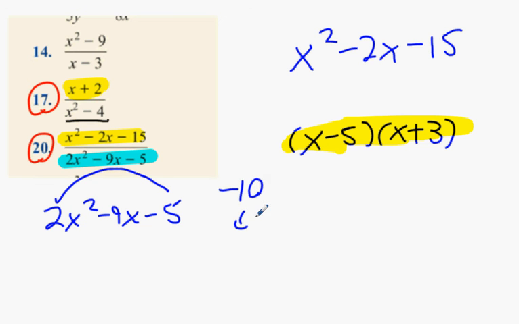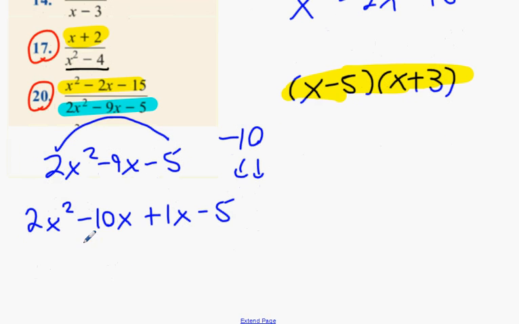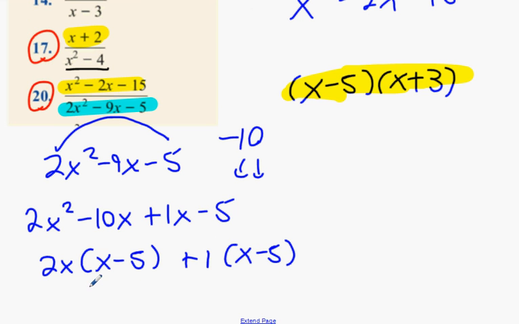Minus 10. Two numbers that multiply to make minus 10 but add to give you minus 9. Minus 10 and plus 1. Okay. What happens next, guys? What can I take out? 2. Into x minus 10. x minus 5. What can I take out of the second bracket? Plus 1. What's my answer? 2x plus 1. Yeah. x minus 5. That's only the blue part, isn't it? That's only the blue part on the bottom.